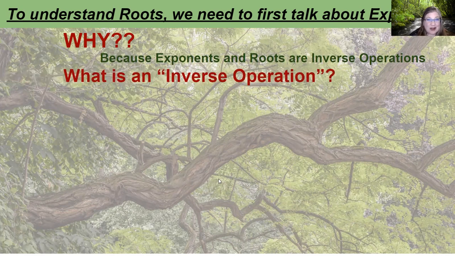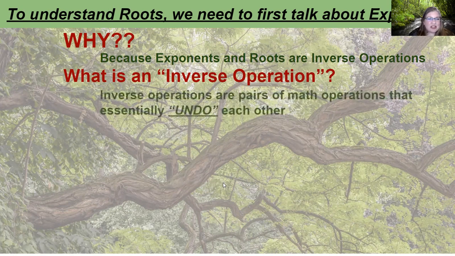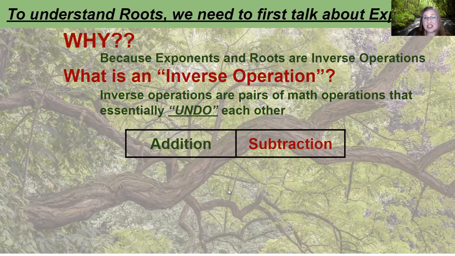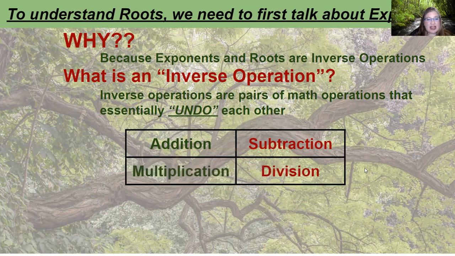So what's an inverse operation? Well, inverse operations are pairs of math operations that essentially undo each other. The thing you might be most comfortable with would be addition and subtraction. If you have an addition problem, if you want to undo the problem, you can do it backwards and have it as subtraction. And vice versa, if you have a subtraction problem, you undo it with addition. The same is true of multiplication and division. You can have a multiplication problem, undo it with division, and vice versa.